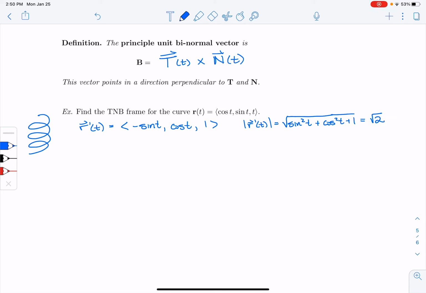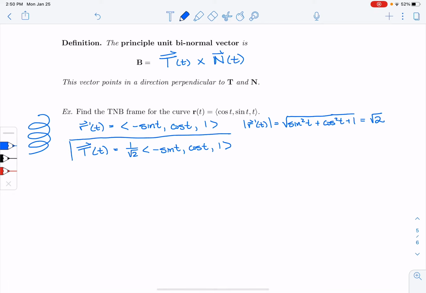So that says that our unit tangent vector in this case is going to be 1 over the square root of 2 times negative sine t, cosine t, 1. And I'm going to leave the 1 over square root of 2 on the outside. It makes things a little bit easier. Okay, so that is our first vector in the TNB frame.